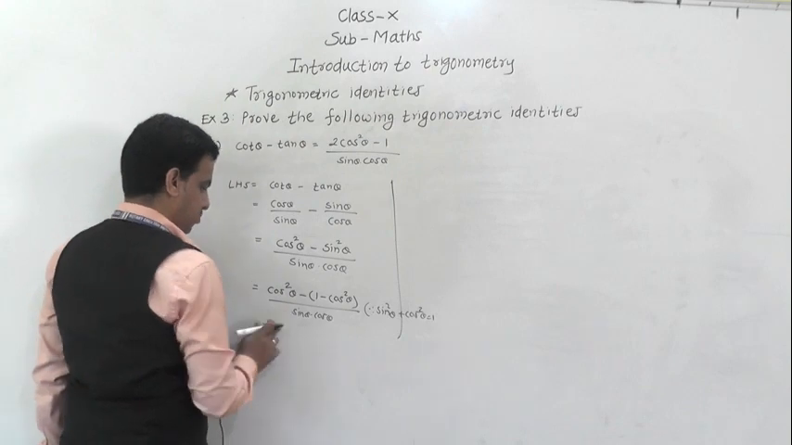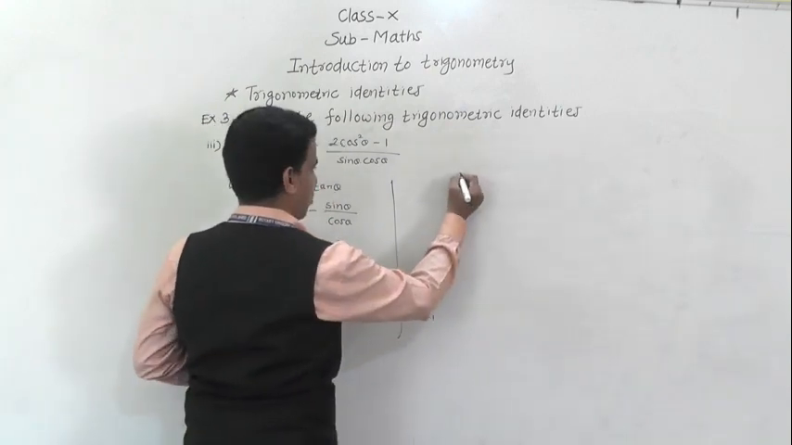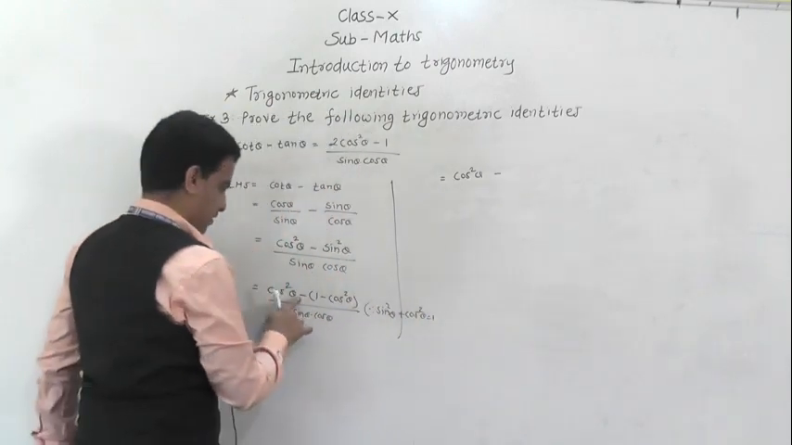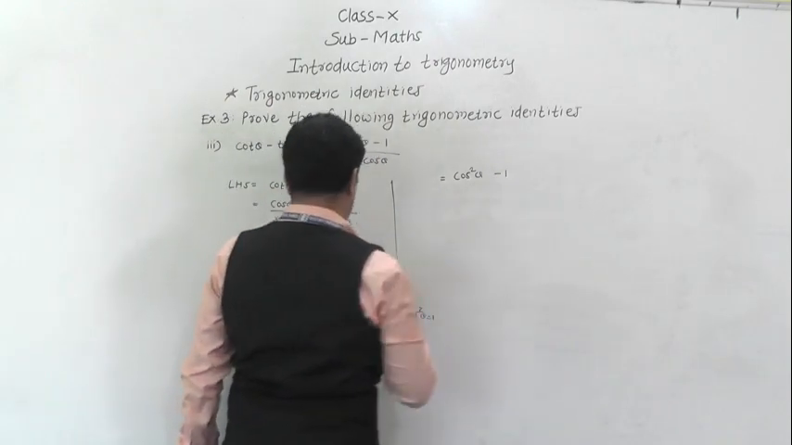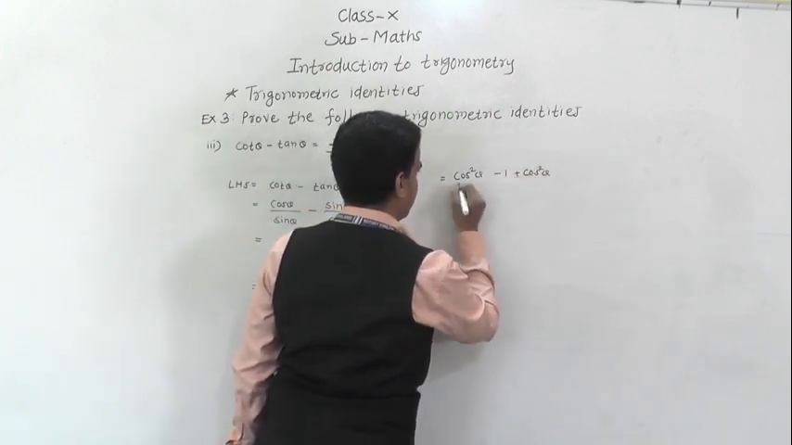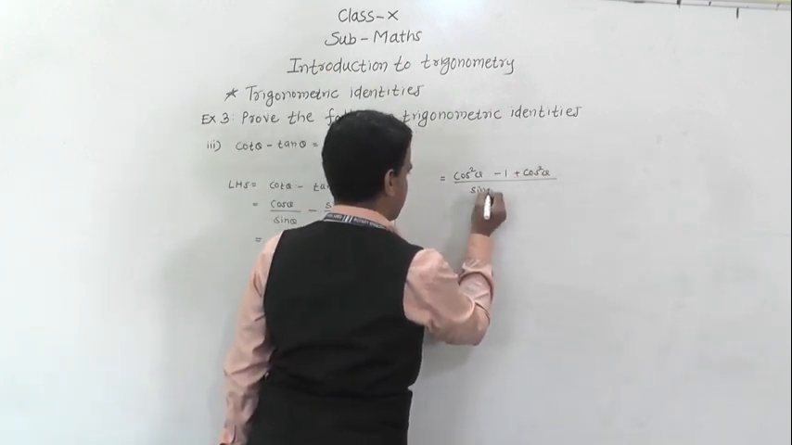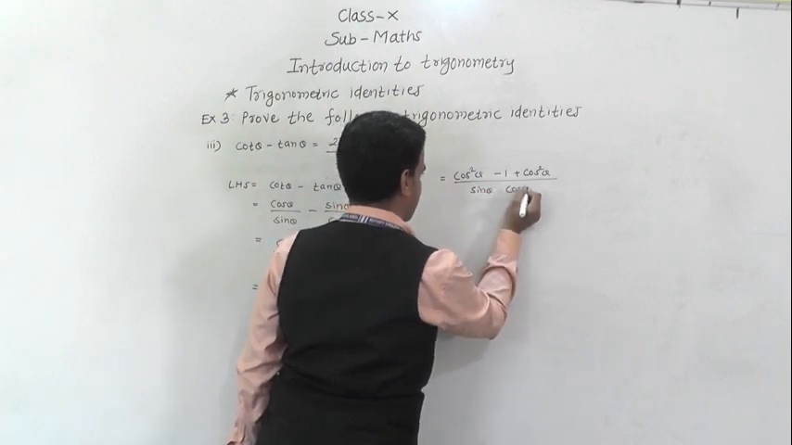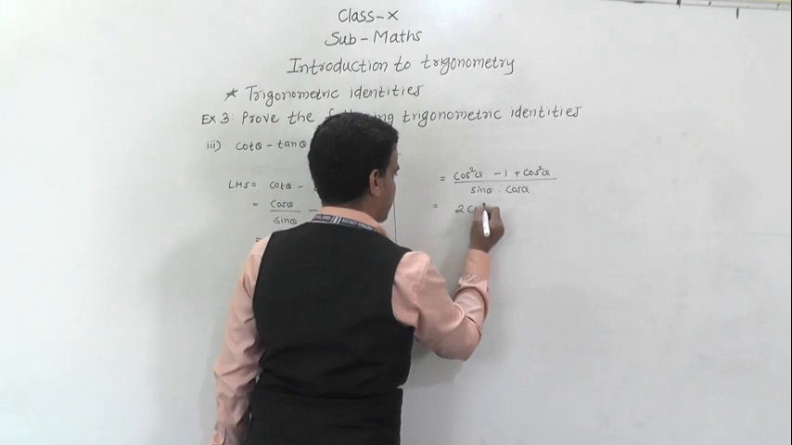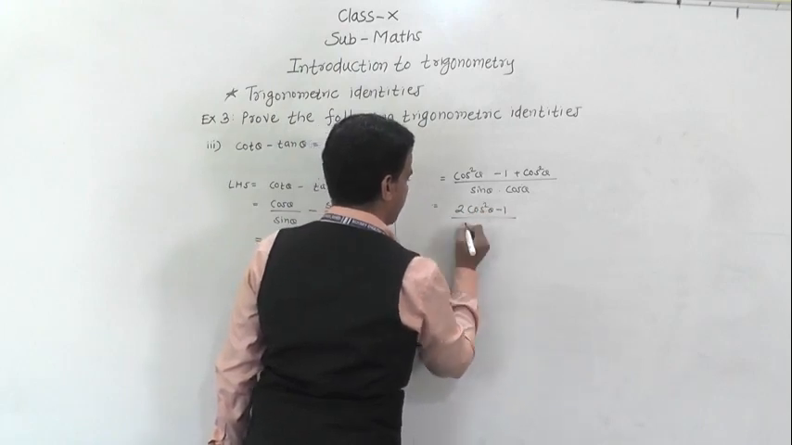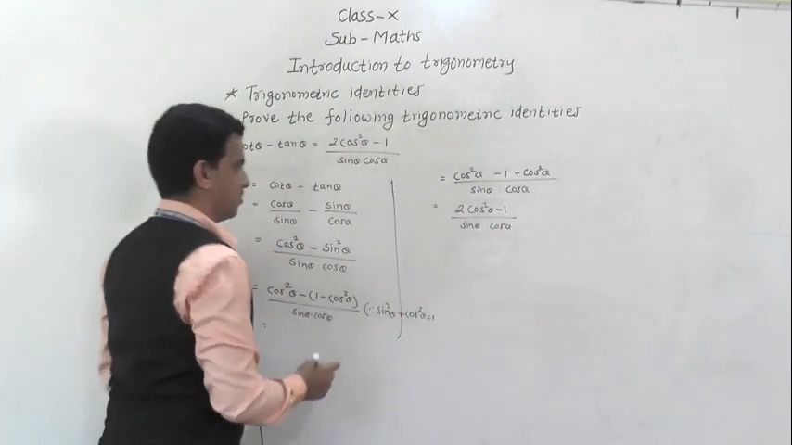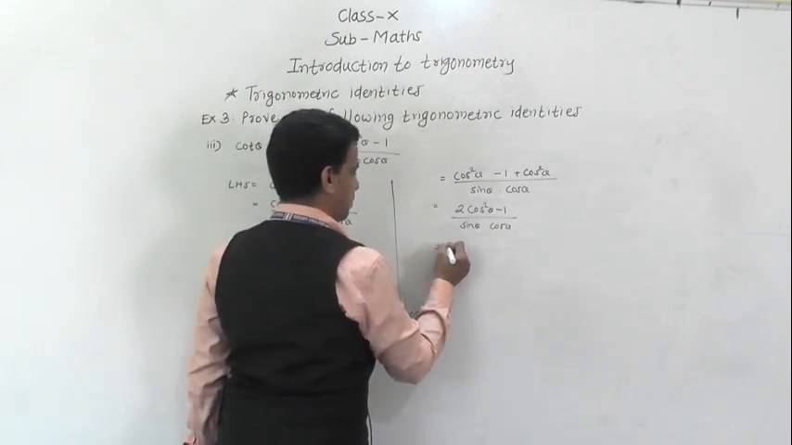Okay, now if we simplify this, cos square theta minus 1, and minus minus plus, cos square theta, divided by sin theta into cos theta. Okay, now cos square theta plus cos square theta, 2 cos square theta minus 1 divided by sin theta into cos theta. Okay, so this is RHS.